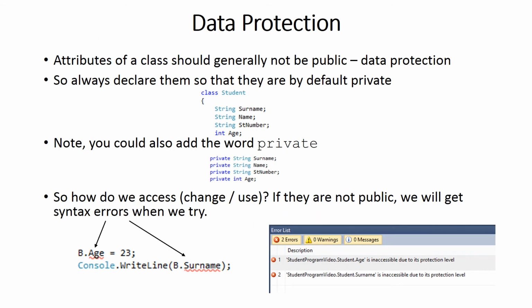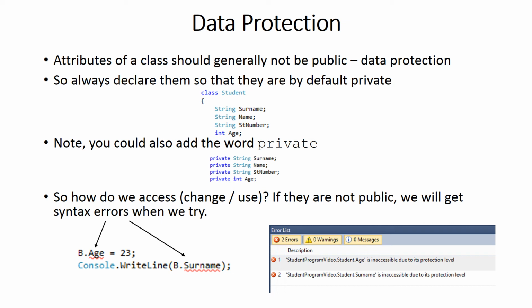There are, however, some protocols regarding whether things are private or public. The general rule is that the attributes of a class should generally not be public. This is called data protection. So we don't want the attributes just to be changed from the outside without some protection. So we always make our attributes private, and they are private by default. You could, if you want to make dead sure and just show that you know what you're doing, put the word private in front of each of the declarations. But it means the same as if you don't have it, because it's private by default.